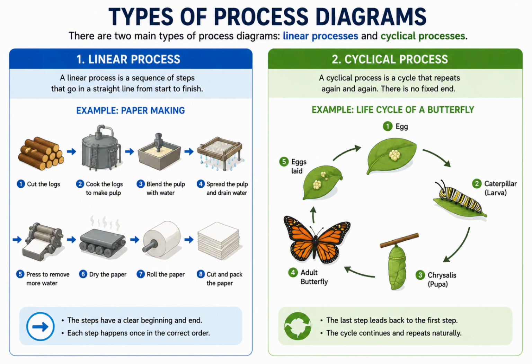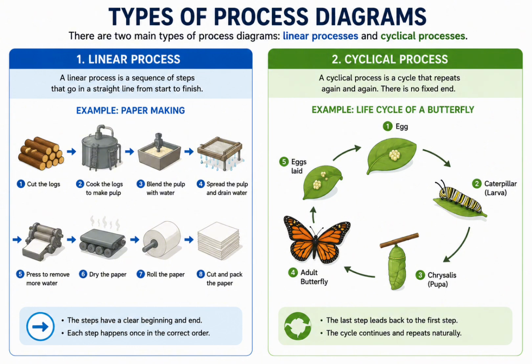Now, let's look at the second type on the right, cyclical process. The example here is the life cycle of a butterfly. At first glance, it also contains a series of stages. However, there is one very important difference.